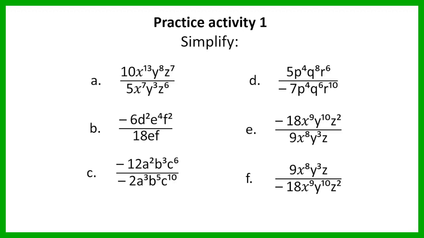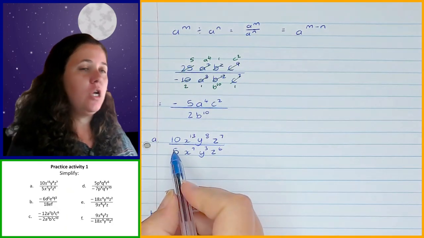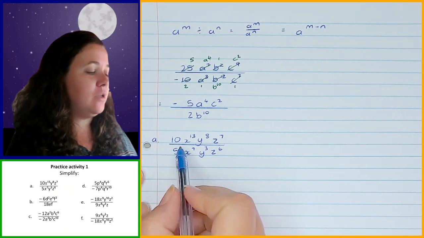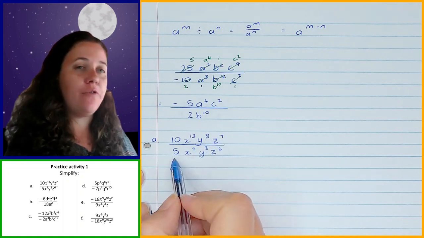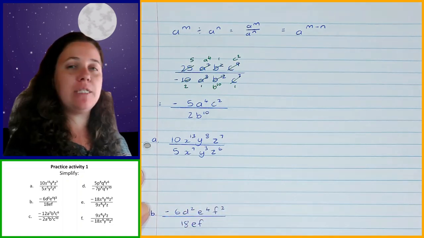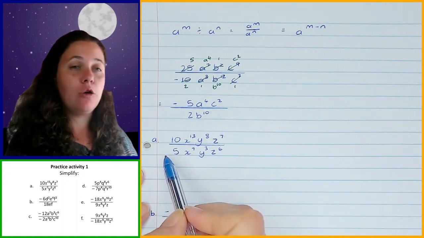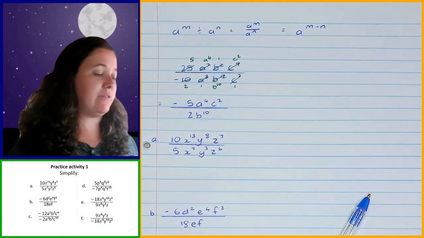Okay, so let's go through those questions and see how they went. So the first question, we start off with 10x to the power of 13, y to the power of 8, z to the power of 7, over 5x to the power of 7, y cubed, z to the power of 6. So first I'm going to tackle my coefficients because there are no signs to worry about in this one. I don't have any negatives to worry about.